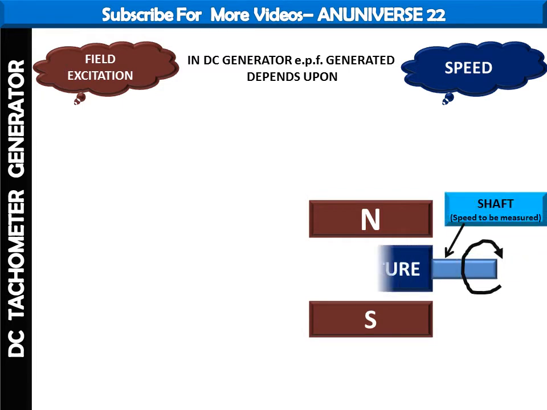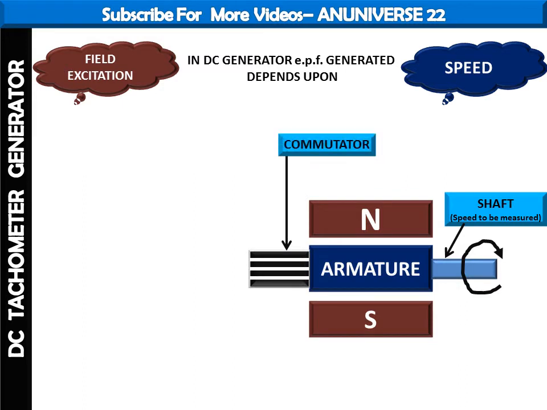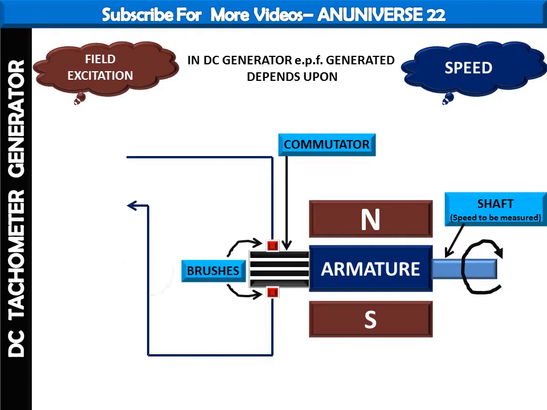This is the rotating shaft, this is the armature, the shaft whose speed is to be measured is coupled to this armature, and this is the commutator. With the help of the commutator, speed can be computed by measuring the generated EMF. And here these are the two brushes, and a moving coil voltmeter is connected across the brushes. This is the moving coil voltmeter that is connected with the brushes to measure the generated voltage.